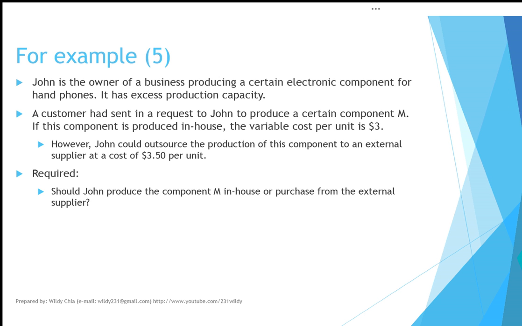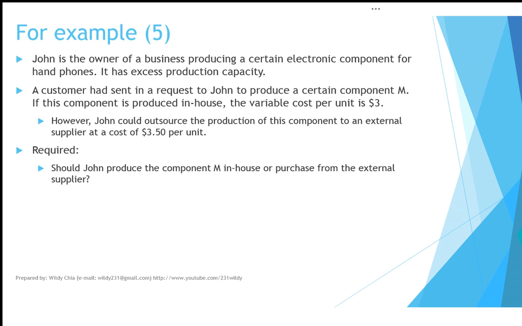Example 5. Okay, so John had received a certain order, right? So a customer sent in a request and asked for this certain M component to be produced, or rather they want to purchase this component M. John found out that if he is going to produce in-house, the variable cost per unit will be $3, but if he is going to look for an external production factory, or maybe an external supplier, the cost will be $3.50.